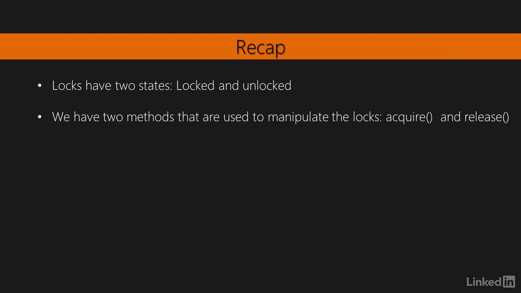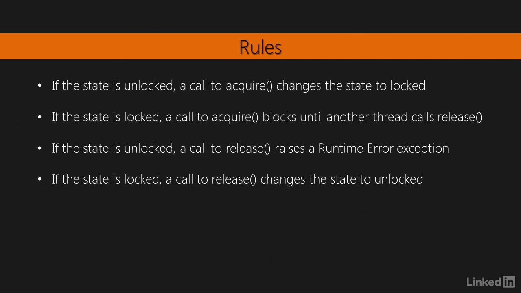Let's recap. 1. Locks have two states, locked and unlocked. 2. We have two methods that are used to manipulate the locks, acquire() and release(). The following are the rules. 1. If the state is unlocked, a call to acquire() changes the state to locked. 2. If the state is locked, a call to acquire() blocks until another thread calls release(). 3. If the state is unlocked, a call to release() raises a runtime error exception. 4. If the state is locked, a call to release() changes the state to unlocked.